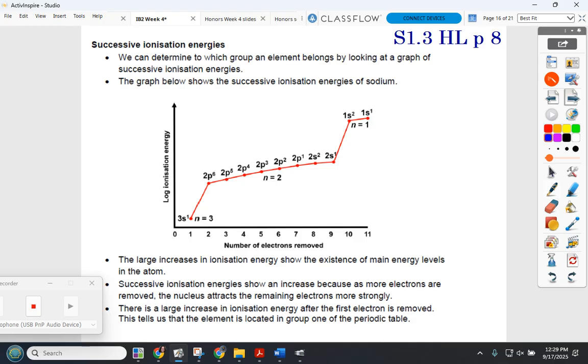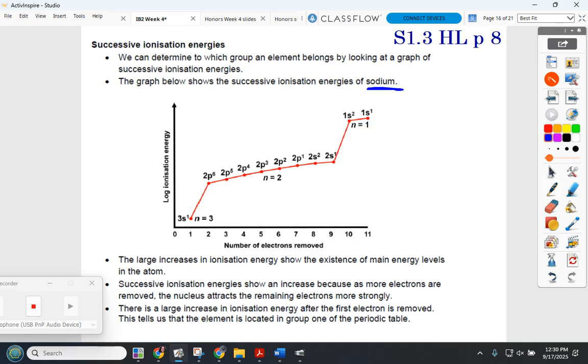But what we see is we get what we call successive ionization energies. So we have the first ionization energy, second ionization energy, third, fourth, etc. And if we look at the patterns of those numbers, or if we look at it in graphical form, we can use that to identify an element, or at least identify what group an element is in. So if we look at this example, all right, this is sodium, okay?